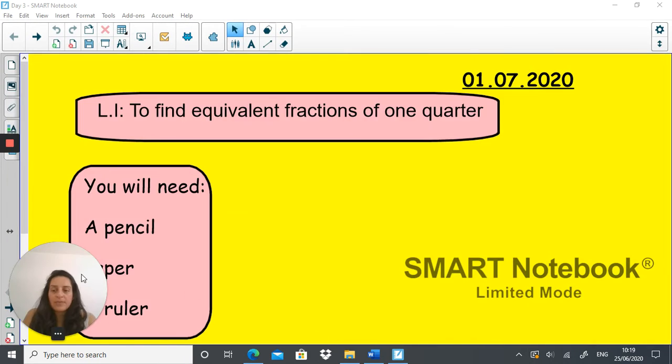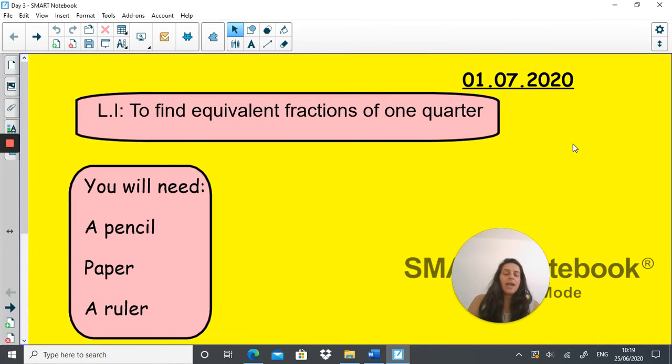Let's minimize me. Bye bye, Mrs. Riot. Okay, so today is the 1st of July 2020, which is unbelievable. How quickly has July come around? And the NI is to find equivalent fractions to 1/4. And you'll need a pencil, a piece of paper to write on, and a ruler.